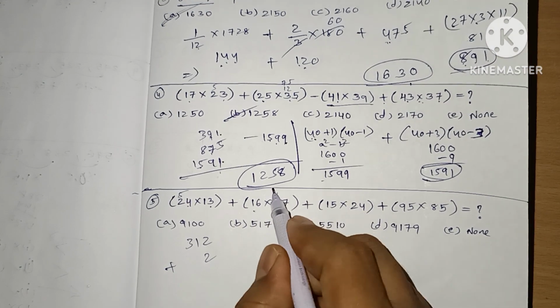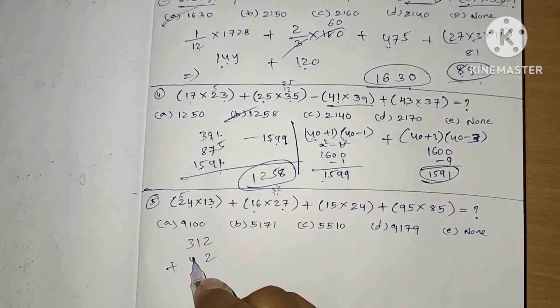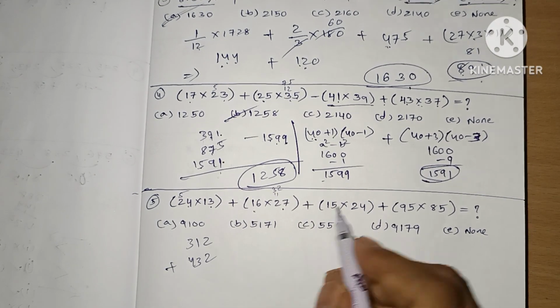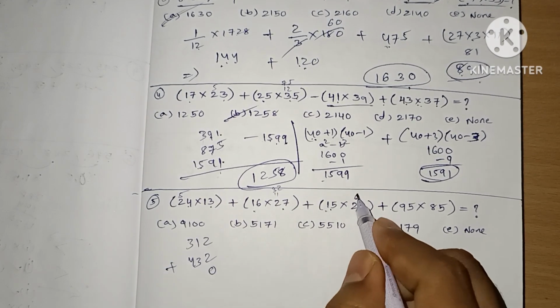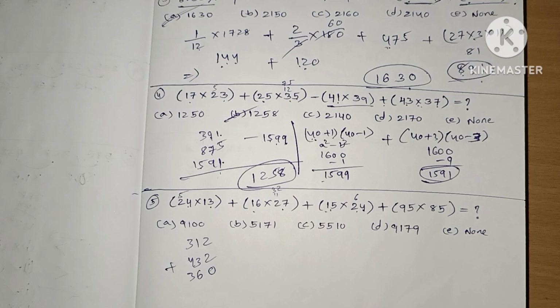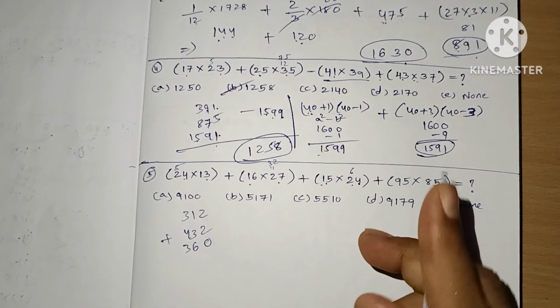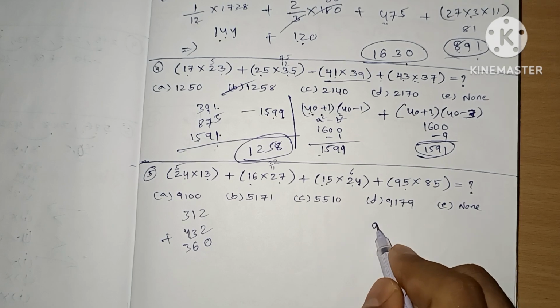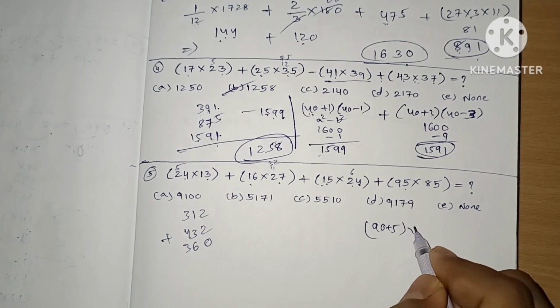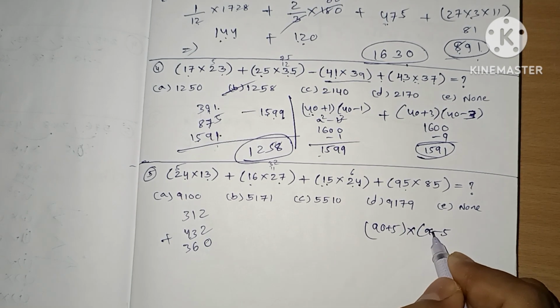16 2 times will be 32. So we have 432. 15 4 times is 60. 15 2 times is 30, 36. Okay, next. Here it looks like 90 plus 5 into 90 minus 5.